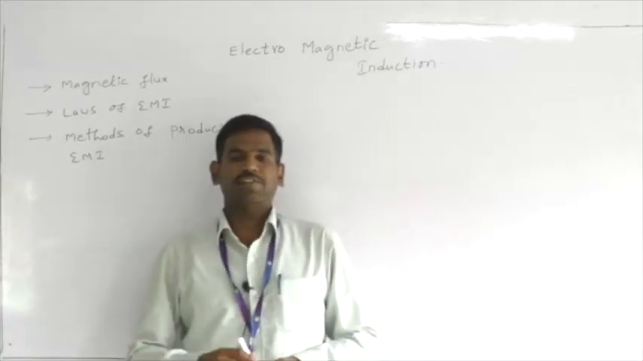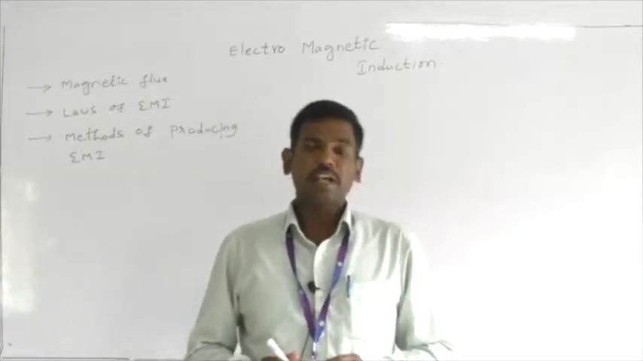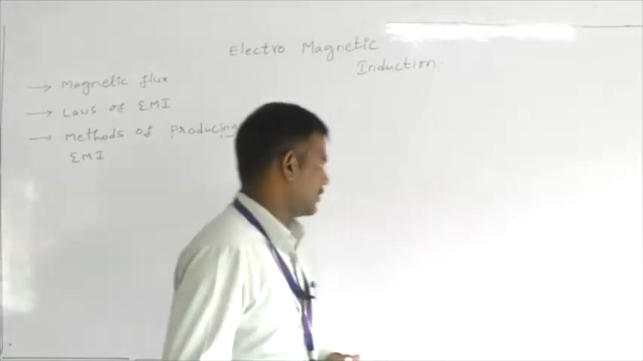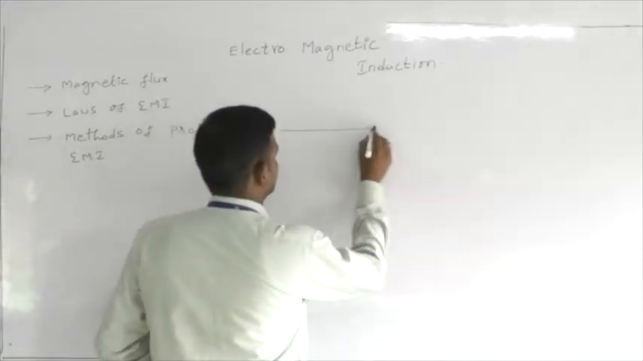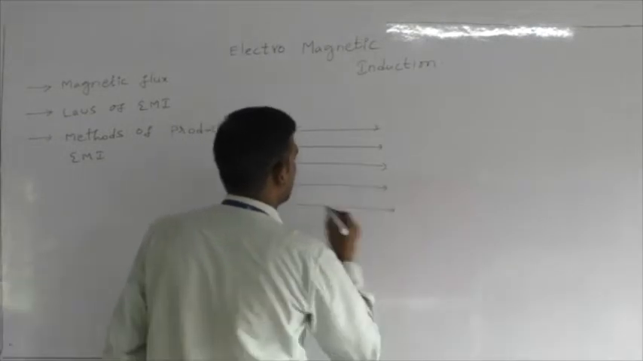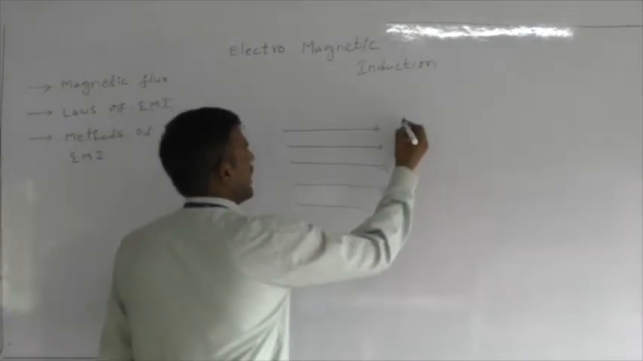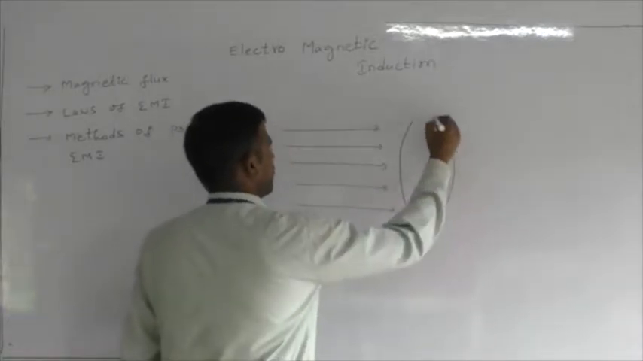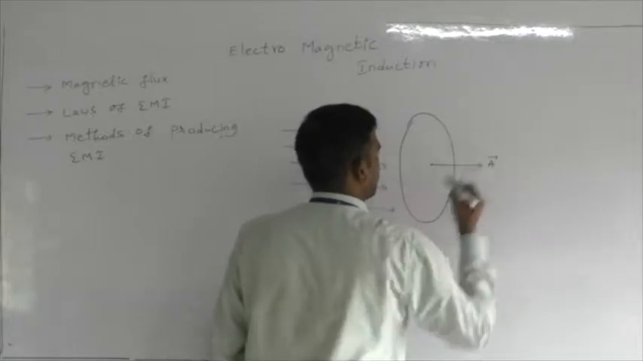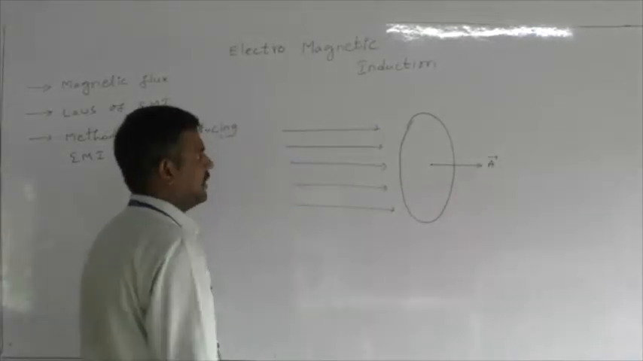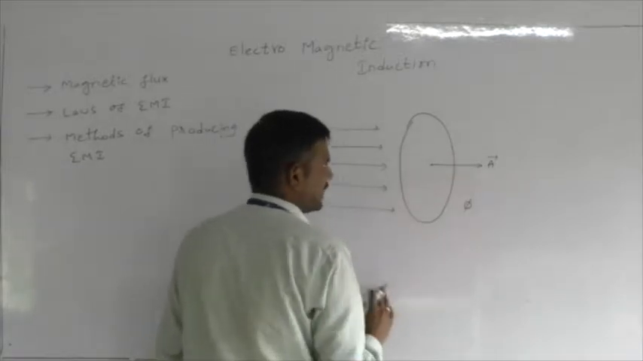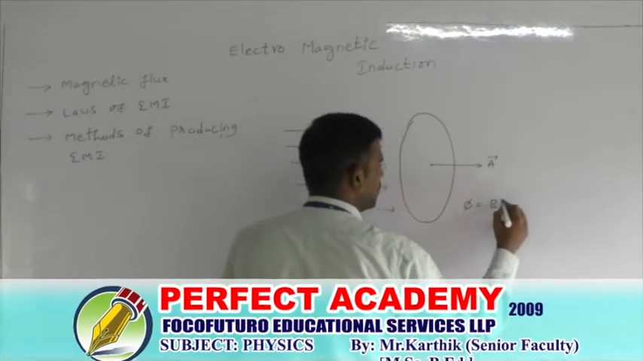As per definition, it is defined as the total number of magnetic lines of force crossing any area normally. For example, let us suppose this is a uniform magnetic field, represented with the help of straight lines, and here I have one area such that its area vector is also in the same direction. Now, what is the flux going through this? That is represented by phi, which equals B into A.